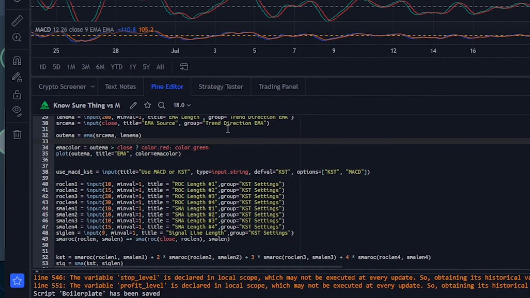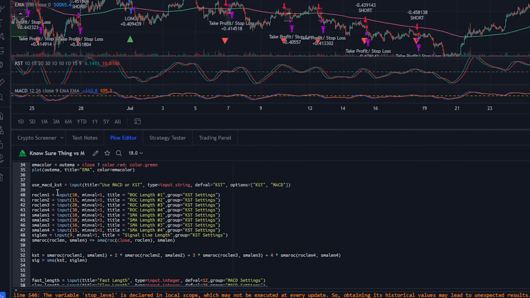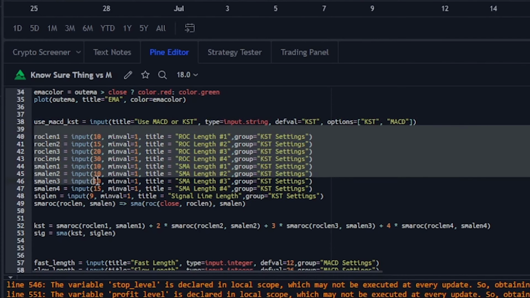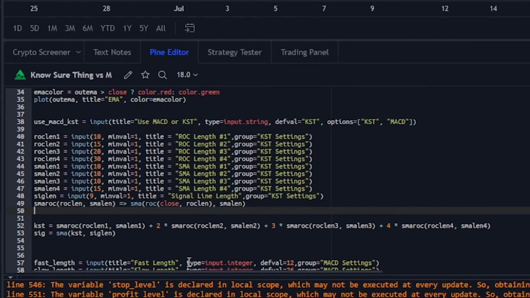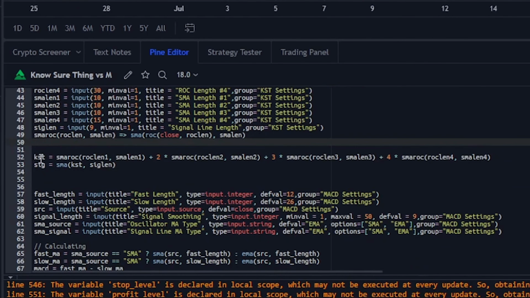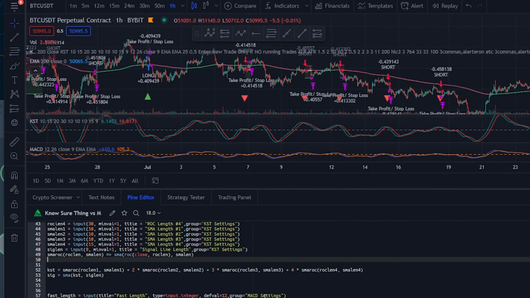I literally changed the colors of it, so when you're above it, it goes green, and when you're below it, it goes red, just for visual. And then we added a selection tab here, so you can choose between the EMA and the MACD just for experimentation. We added all of the KST as is onto here just by literally copying and pasting it. That's giving us two variables, which is the KST and the sig line. That's the line and the red and the green line there.